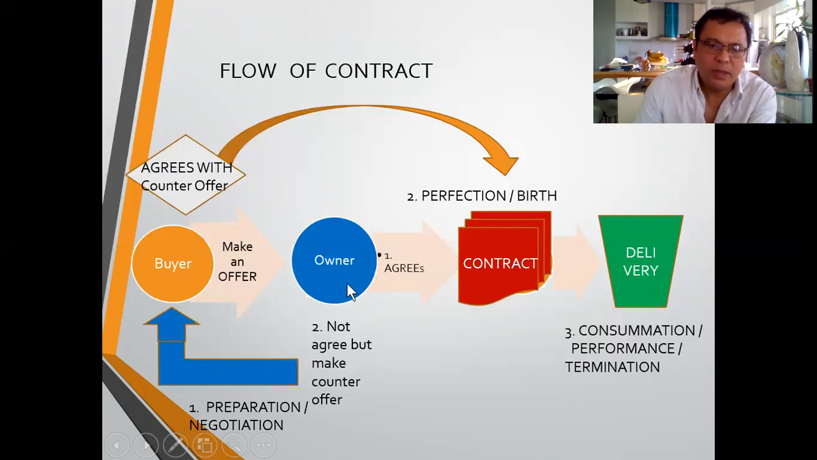Now, when the owner makes a counter offer, it's now the buyer's turn to agree with the counter offer. If he agrees with the counter offer, then that would be the perfection or birth of the contract. When the buyer pays and the seller gives the item, then there is consummation or performance and termination of the contract.